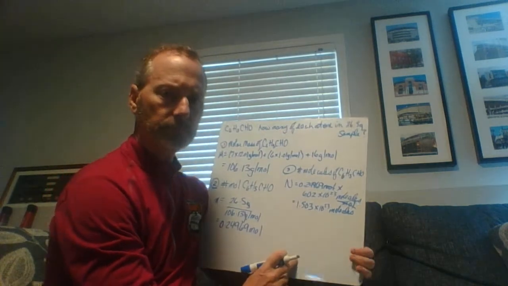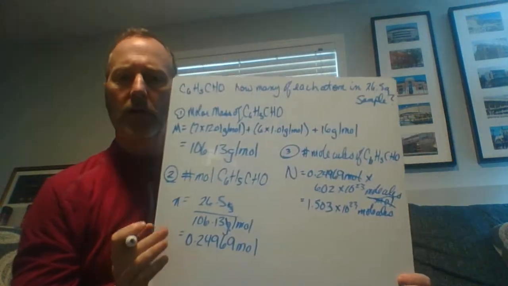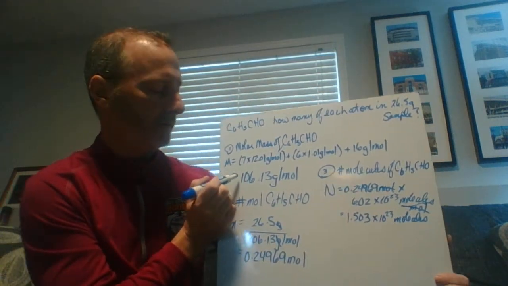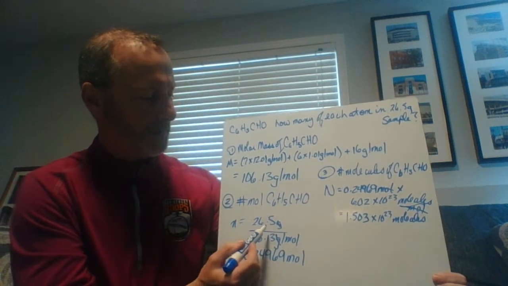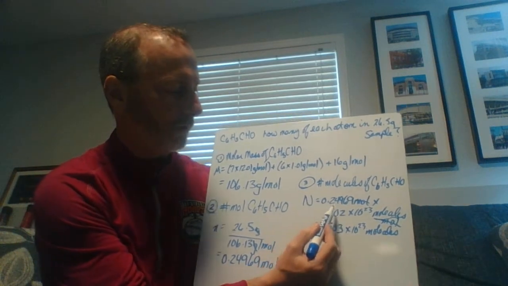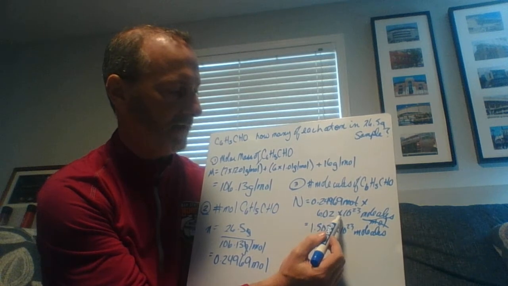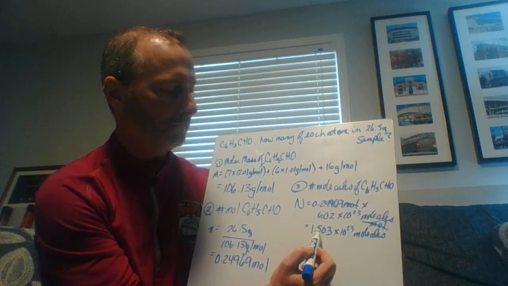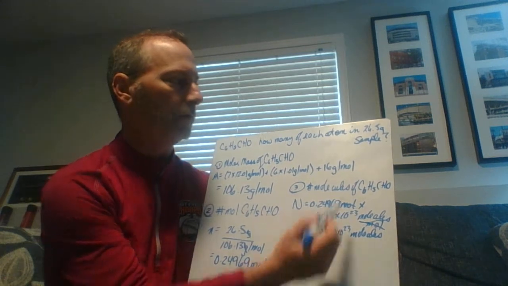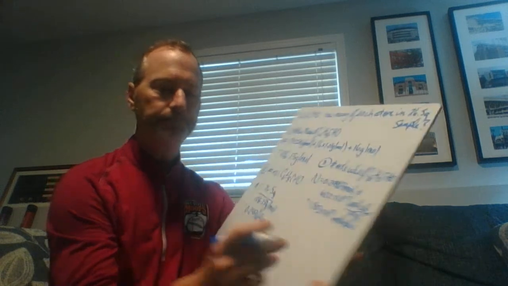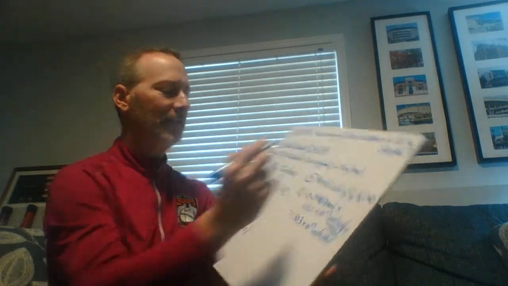Okay. So what I've been able to do now is find the molar mass of the substance I'm using, use the mass and the molar mass to find the number of moles, take the number of moles and multiply it by Avogadro's number to give me the number of molecules. So there are 1.503 times 10 to the 23rd molecules in a 26.5 gram sample. Now the question asks me, how many of each atom?